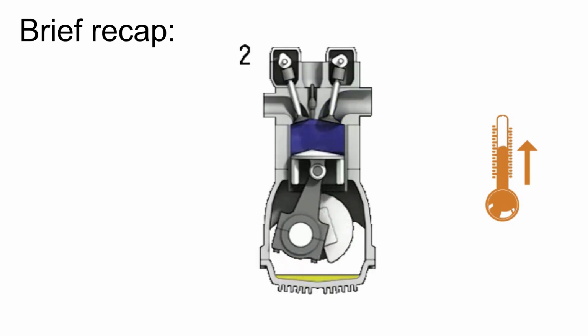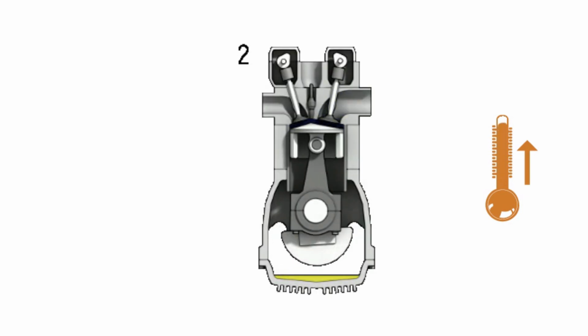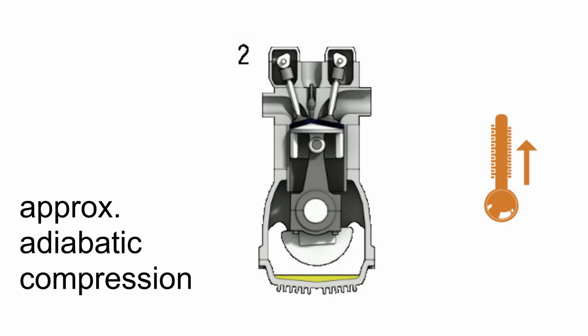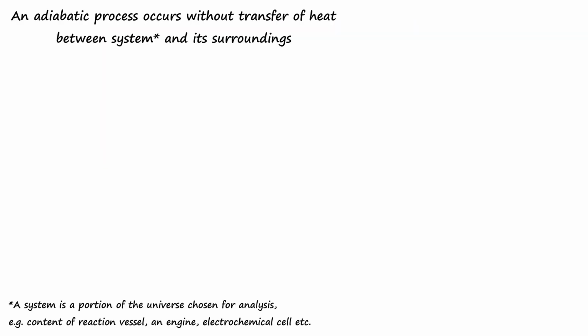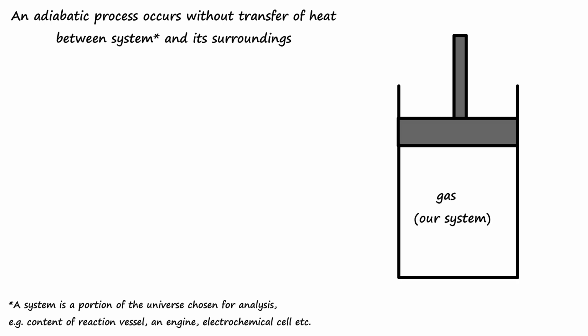Before we go into the second major difference, we need to appreciate what happens to the temperature when gas is compressed. Well, the temperature rises because the compression in the internal combustion engine can be treated as approximately adiabatic. I know it might sound a bit dry, but let's get on with it. So an adiabatic process is a process where no heat is transferred either to or from the system. In our case, the system is the gas inside of the container with the piston on the top.